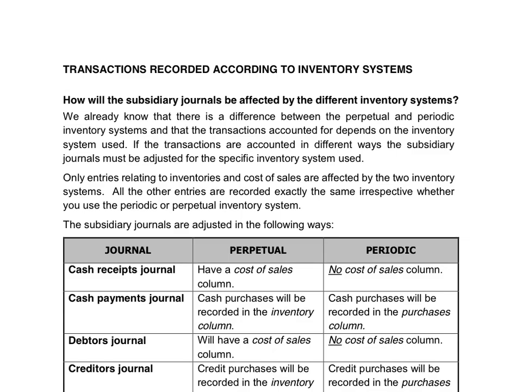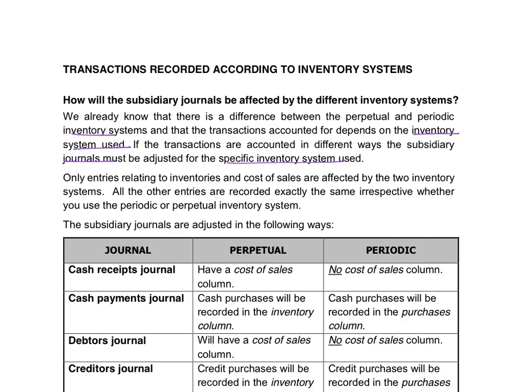Good morning. We will pay attention to the transactions according to the two different inventory systems. How will the subsidiary journals be affected when the different systems are used? We already know that there's a difference between the perpetual and the periodic inventory systems, and that the transactions accounted for depends on the inventory system used. If the transactions are counted in different ways, the subsidiary journals must also be adjusted for the specific inventory system.